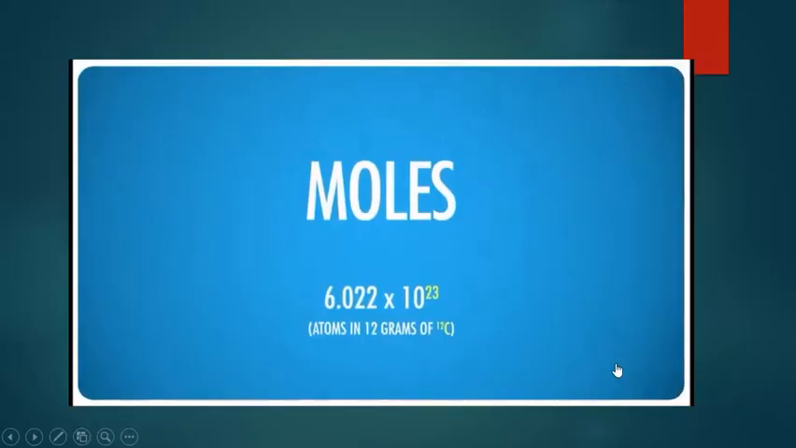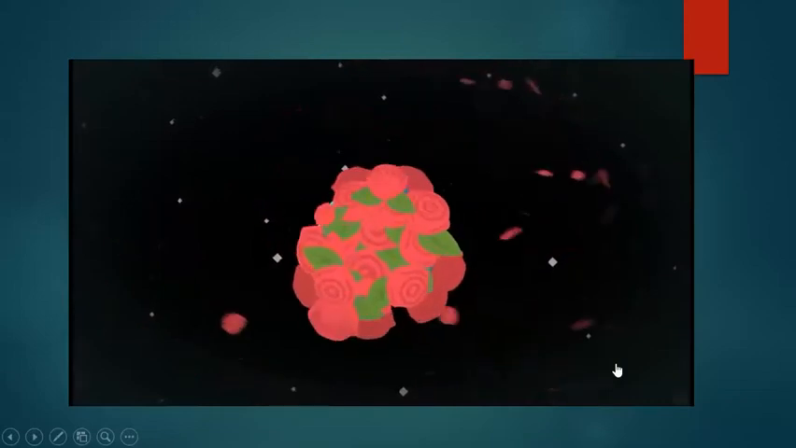So there are this many carbon atoms in a mole of carbon-12, and there are the same number of anything in a mole of anything else. Like a dozen roses is 12 roses, but a mole of roses is 6.022 times 10 to the 23rd roses, which would be enough roses to cover the surface of the earth quite deep.